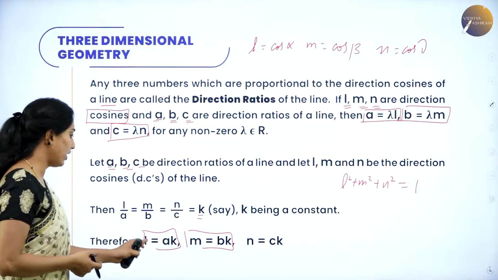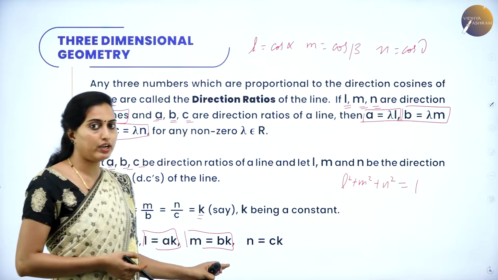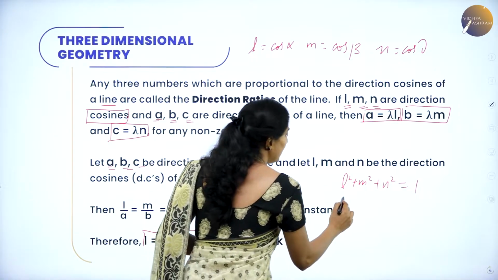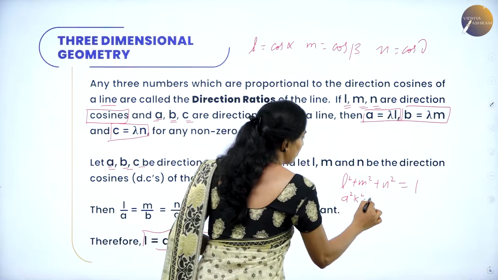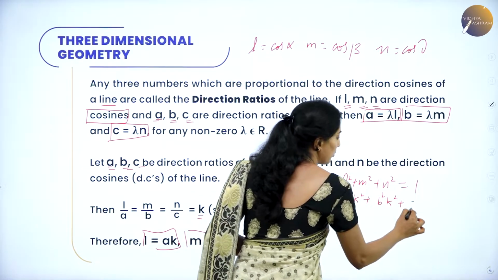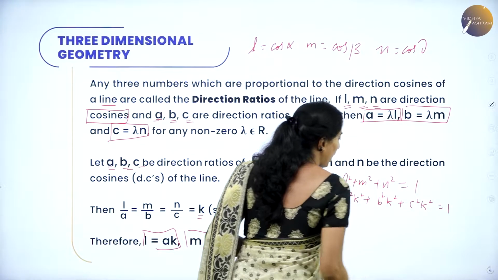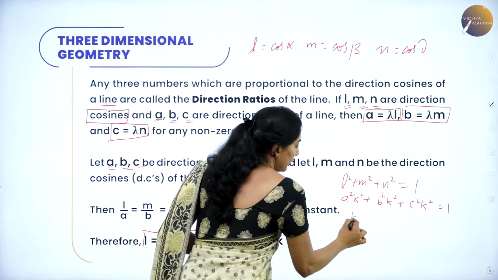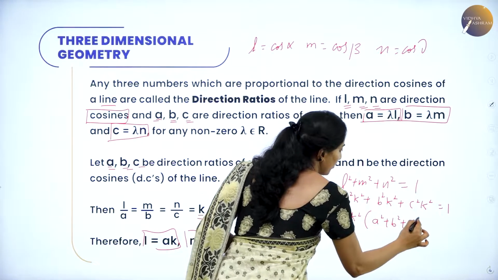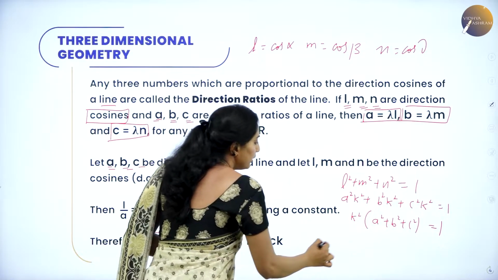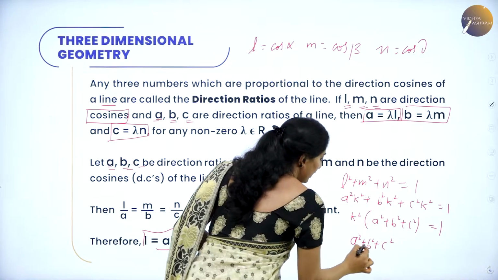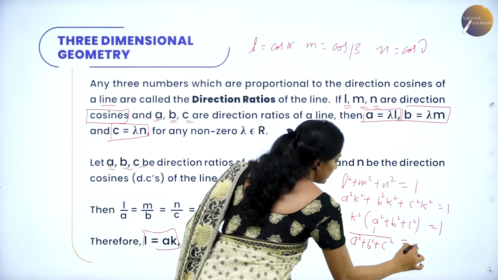So if you take l squared plus m squared plus n squared and substitute the values l = ak, m = bk, n = ck, it becomes a squared k squared plus b squared k squared plus c squared k squared equals 1. Taking k squared common, we get k squared times (a squared plus b squared plus c squared) equals 1, or k squared equals 1 divided by (a squared plus b squared plus c squared).